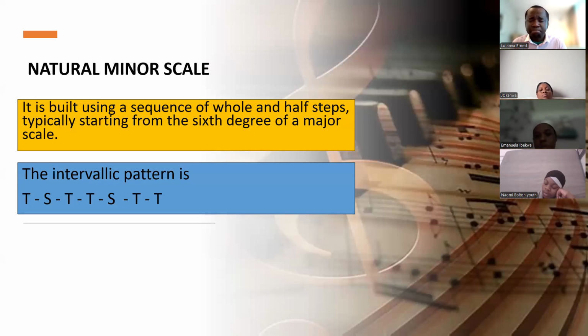Now, you may not need to cram this. If you can know A, B, C, D, E, F, G, A, and then you can form the intervallic pattern with that, it will give you this. So you can use it for any. So if I ask you to give me natural minor for D minor, if you use this, you're going to go from D to D, and that will be D minor.